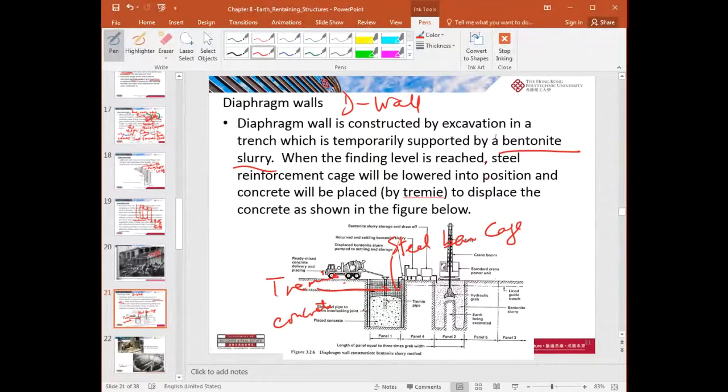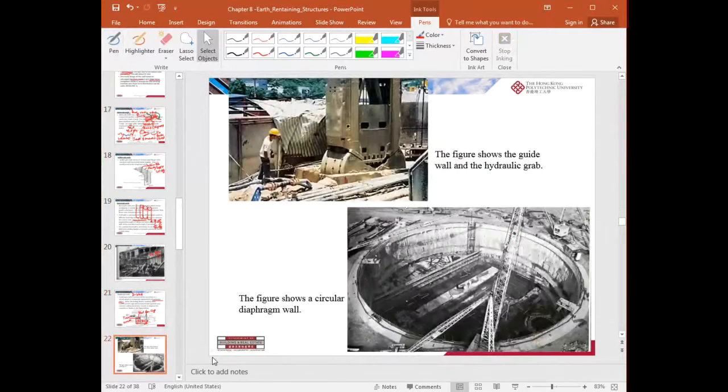When you do this 1, 2, after then you have to do the 3, right? The interlocking one, right? So that it will give you a continuous wall. So you can see here, right? There's a circular diaphragm wall, right? And the excavation at the top photo is the grab machine, right? Which will be the hydraulic grab, which will be excavating the soil, right? For a D wall, for a diaphragm wall.